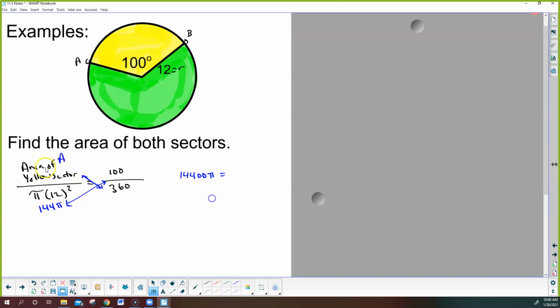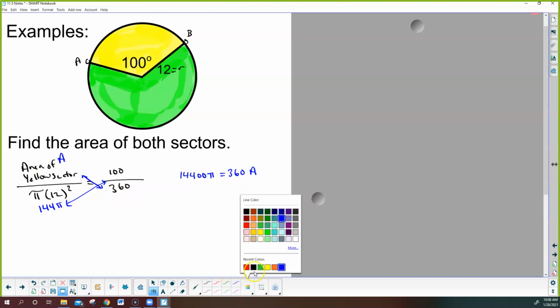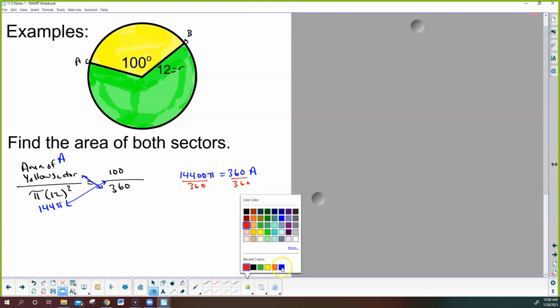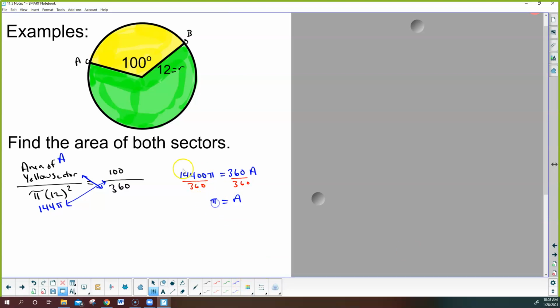And let's just call this A for now. So I get 360 times A, and we just know that A is the area of the yellow sector. And then divide by 360. Now, the hint here is we're not going to use the pi button, right? We're just going to leave pi as pi. So I'm going to take 100 times 144, what is that, 14,400, divided by 360, and we'll get 40.